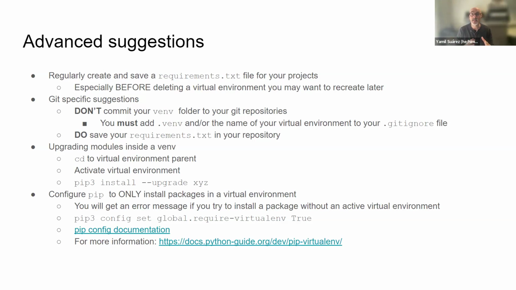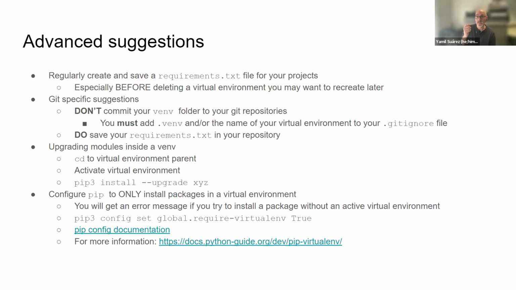But let's say it's a venv for a project you're developing and you're running code. You want to occasionally recreate your requirements.txt file to keep up with new installations of modules for your particular project. So when you want to recreate it, or if you happen to delete your venv folder, you can recreate it. So continually refresh the requirements.txt file.